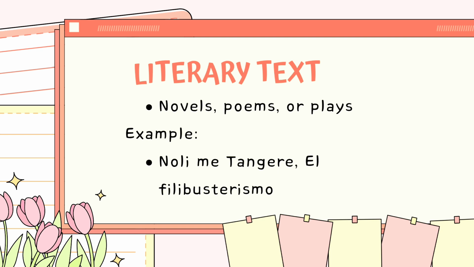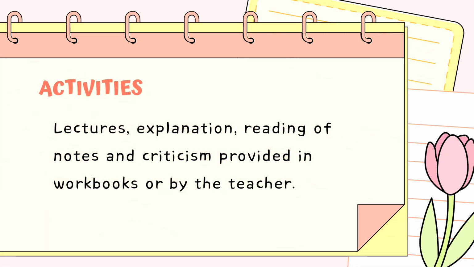Next, we have the literary text. The literary texts used in this model are typically novels, poems, or plays, for example, Noli Me Tangere and El Filibusterismo. And last, we have the activities used in this model.